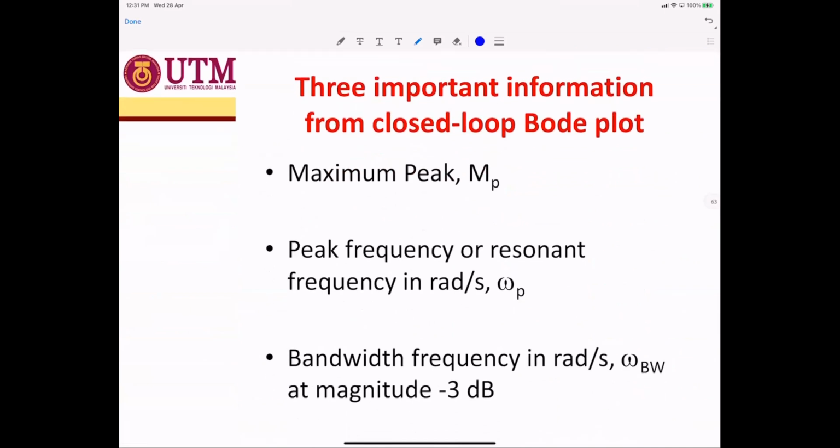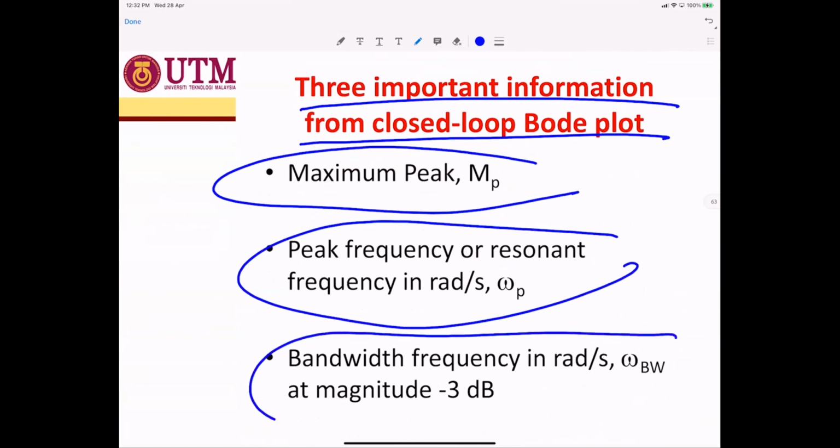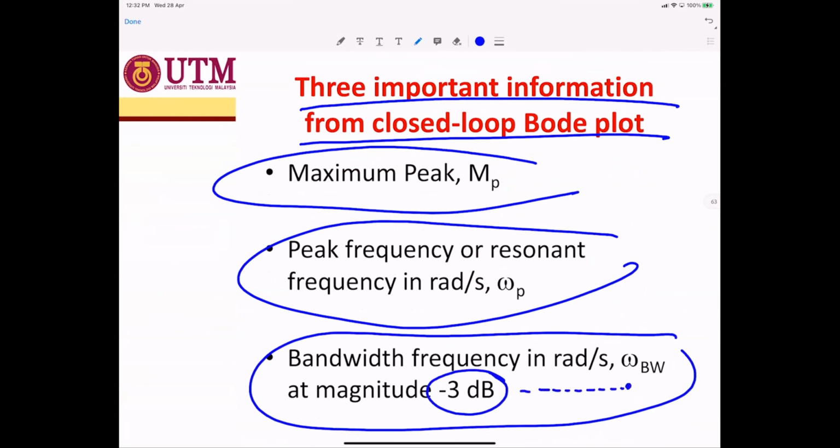Okay. So 3 important information, as I told you before, I repeat again, you will obtain MP, you will obtain omega P, and you will obtain bandwidth. So bandwidth, you have to search the minus 3 dB, go to the line until it intersects with the magnitude curve and go down. So you will get the omega bandwidth.